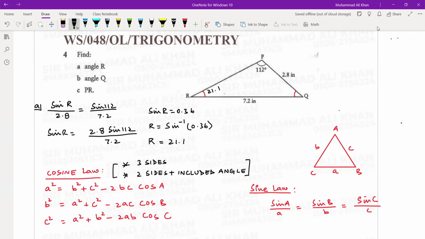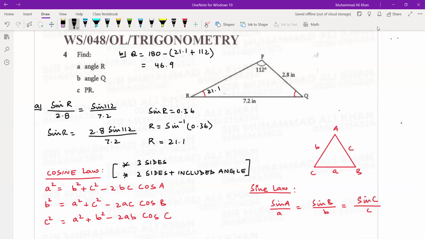Now, part B for angle Q. For angle Q in a triangle, the summation of all the angles is equal to 180. So for angle Q, can I say that it is 180 minus 21.1 plus 112? What is the answer?